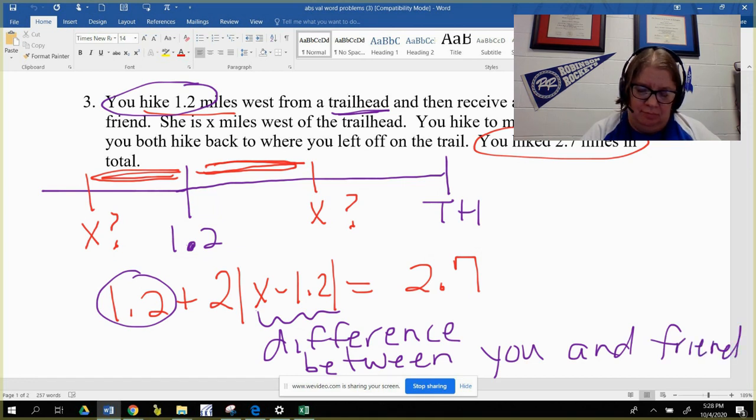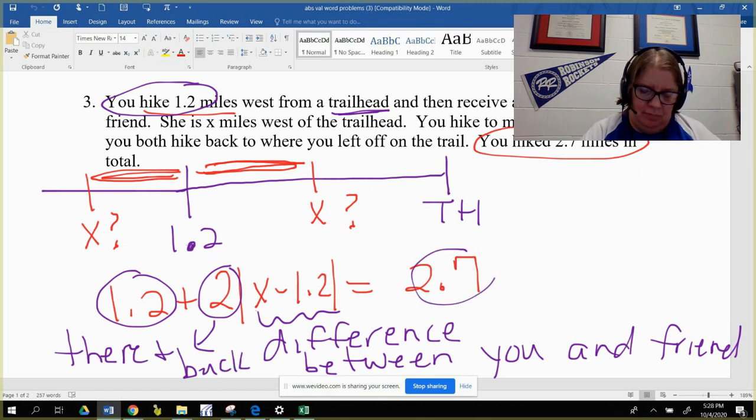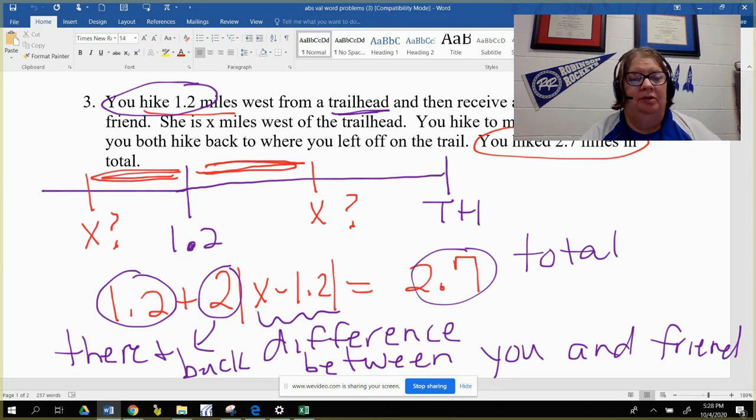This is because you went there and back. And this was the total. Okay, so do you know where all those numbers came from? You hiked 1.2 miles, then you hiked to one of those X's to meet your friend. We don't know if you went back east or if you kept going west. We don't know which direction. But you hiked that distance twice because you met your friend, then you took your friend back to where you started. And so far, your total is 2.7.